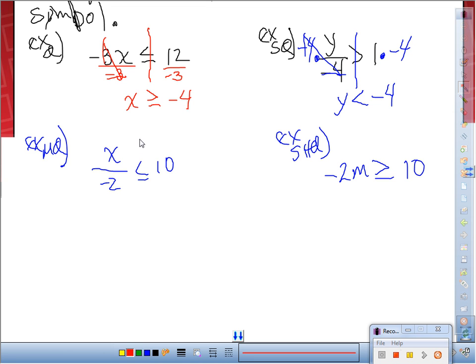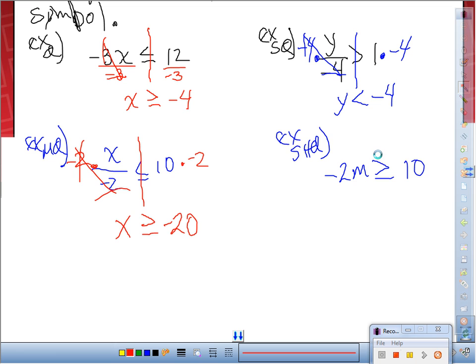Okay, let's see. This one. Line down the inequality symbol. I need to multiply times negative 2 times negative 2. We're left with x is greater than or equal to negative 20. Hands if you got that. Did you flip the inequality symbol? Yes.